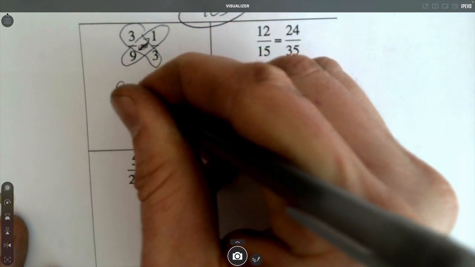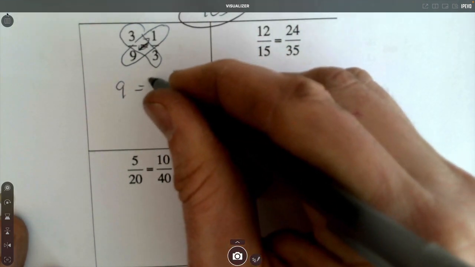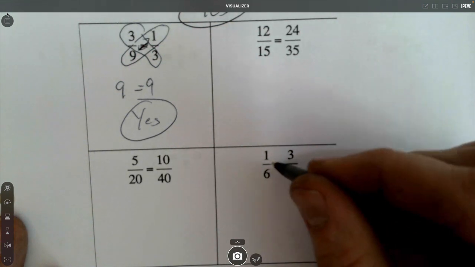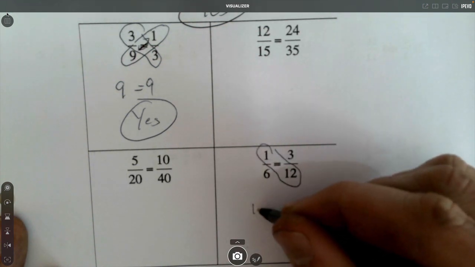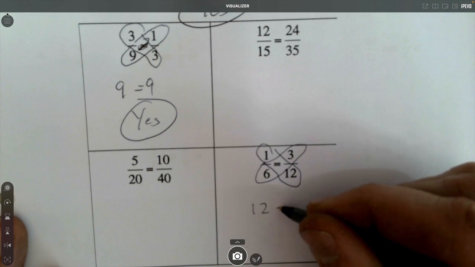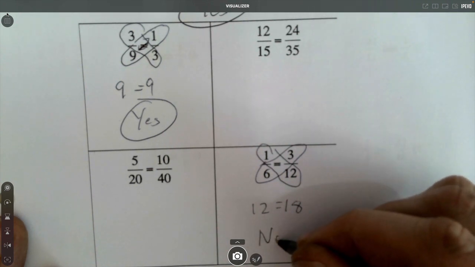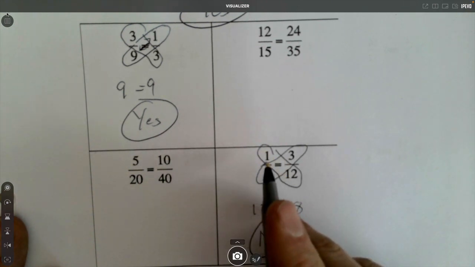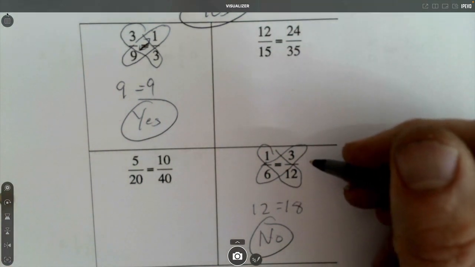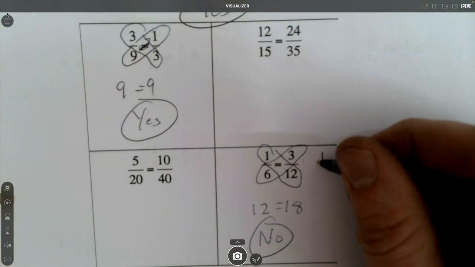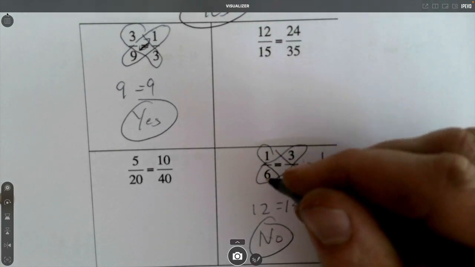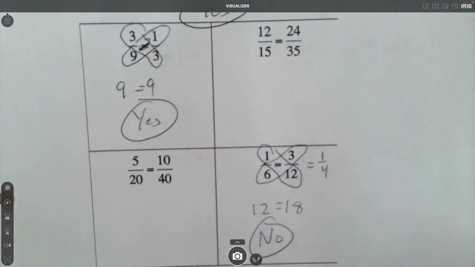1 times 9 is 9. 3 times 3 is 9. Yes, those are proportional. Let's try this one. 1 times 12 is 12. 6 times 3 is 18. No, those aren't the same. If you get two numbers that don't equal each other, you can't say they're proportional. Those won't work. You could have simplified this also and gotten 1/4, but cross products is sometimes simpler than trying to simplify it.